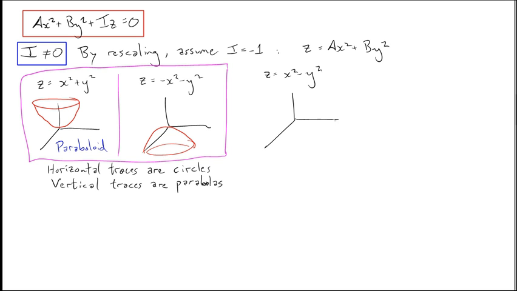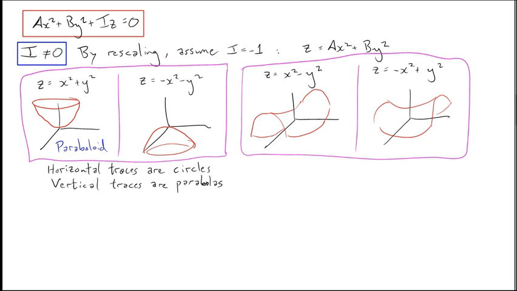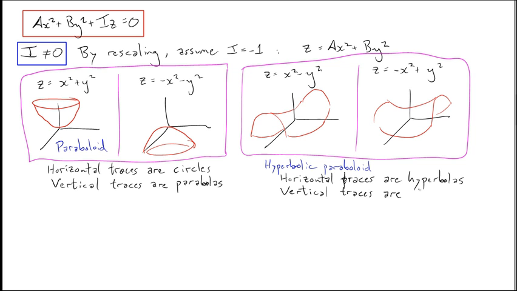Let's take 1 and minus 1 for coefficients now. What do we get? Here we actually get a saddle shape. Again, this is covered in some detail in Quadric Surfaces 1. And if you take minus 1 and 1 for coefficients, you again get a kind of saddle shape here, just oriented differently. These are what are called hyperbolic paraboloids, and the horizontal traces now are hyperbolas, and the vertical traces are parabolas. Okay, very nice so far.